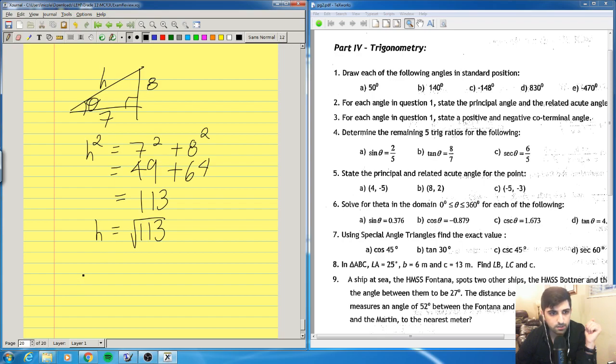And you can find cosine. So cosine theta is going to be adjacent over hypotenuse. So it's going to be 7 over root 113. Sine theta is going to be 8 over root 113.